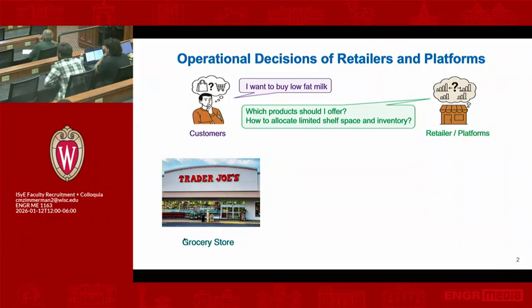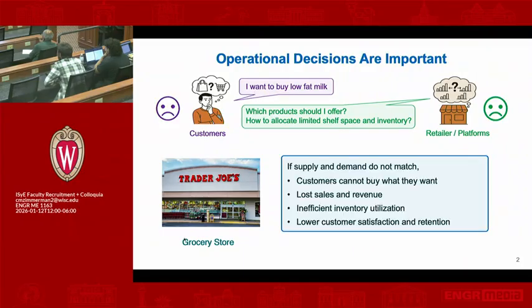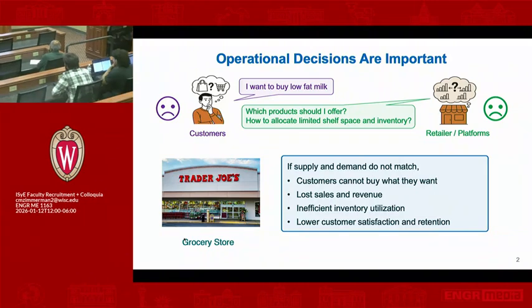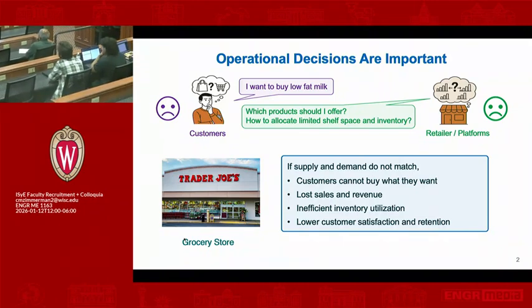Those decisions are very important because if supply and demand do not match, both customers and retailers will pay. Customers cannot get what they want. Retailers will lose sales and profit, and inventory will be used inefficiently. Over time, this will lower customer satisfaction and retention. So our goal is very clear. We want decision-making tools to help retailers match supply with choice-driven demand.